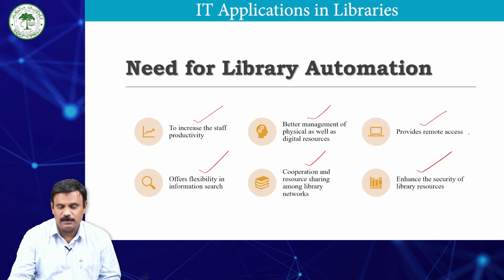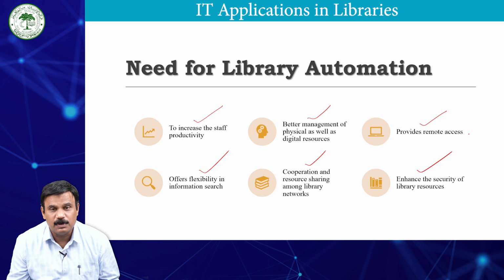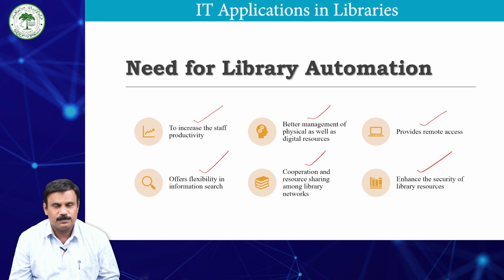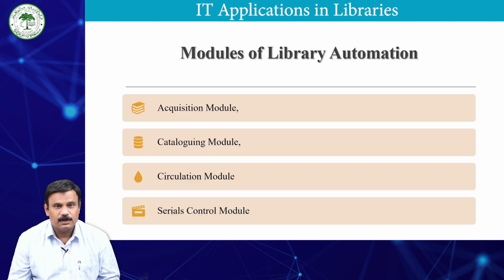So some sort of cooperation or resource sharing can be done by using this library automation. And obviously, it will enhance the security of library resources. Okay, so these are the major needs for library automation. And if you say modules of library automation, there are different modules you'll find: the acquisition module, cataloging module, circulation module, and serial control modules. So these are the modules.